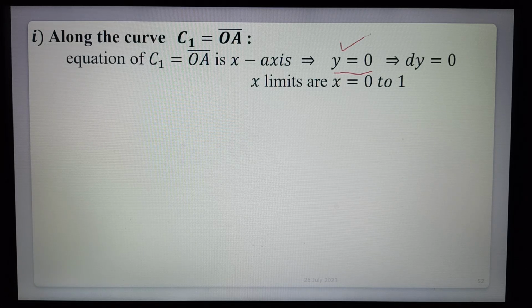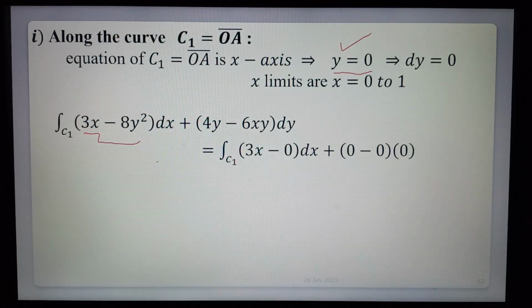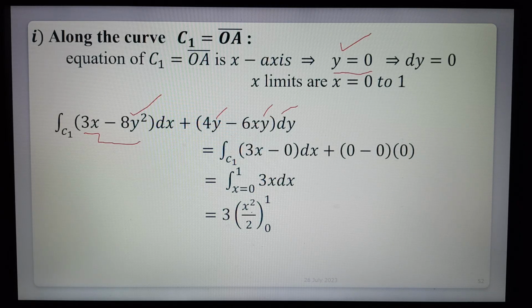Y is eliminated here. So the integration over C1: substituting y equal to 0 and dy equal to 0, along C1 we get 3x dx, with x from 0 to 1. That is 3 into the integration of x, which is x square by 2, with x limits 0 to 1, that is equal to 3 by 2. This is the first line integral over C1. Similarly, we have to find the integrals along C2 and C3.